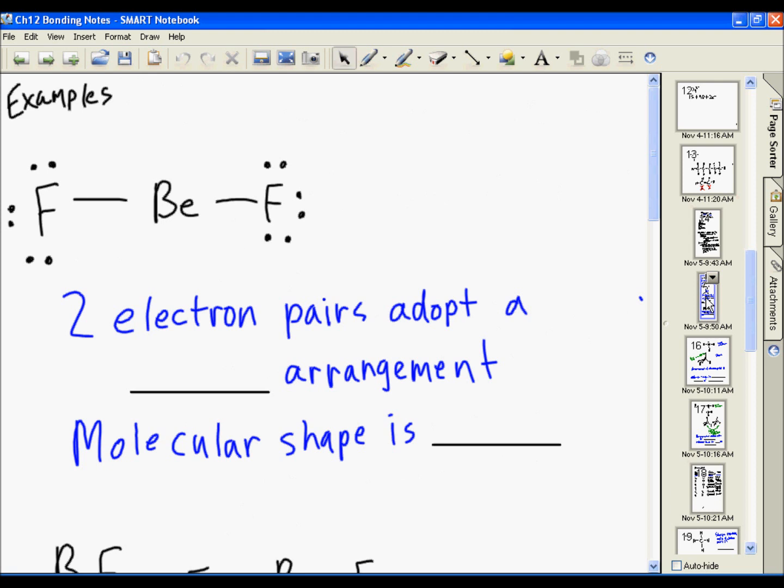and to illustrate this, I'd like you to picture as if your fists are fluorines and your head is beryllium and your arms are the bonds. So if you stick your arms straight out and then imagine that your arms are going to repel each other, so they're going to spread apart and spread apart and spread apart until they're as far apart from each other as you can possibly get, which will be straight out to your sides.